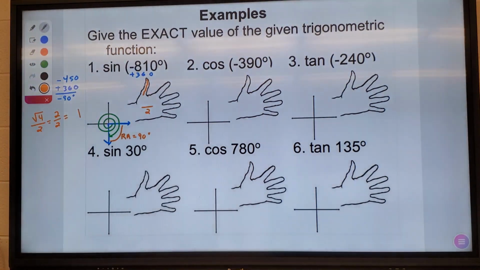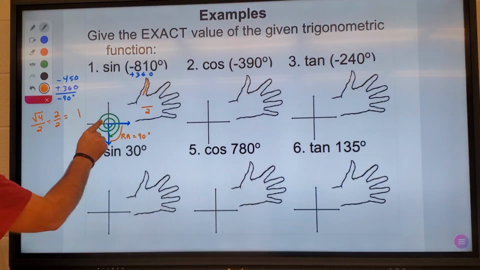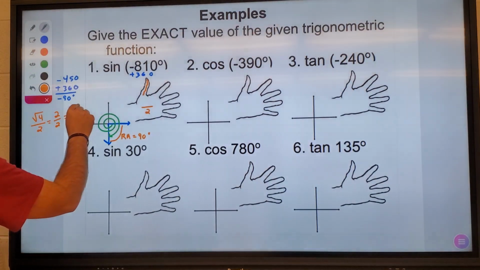Okay. The next thing you have to do here is then again make sure you understand if it's positive or negative. I'm taking sine, which refers to my y values, and the terminal side here drops down. Okay, and the y values down here are all negative. So my answer here is negative 1.